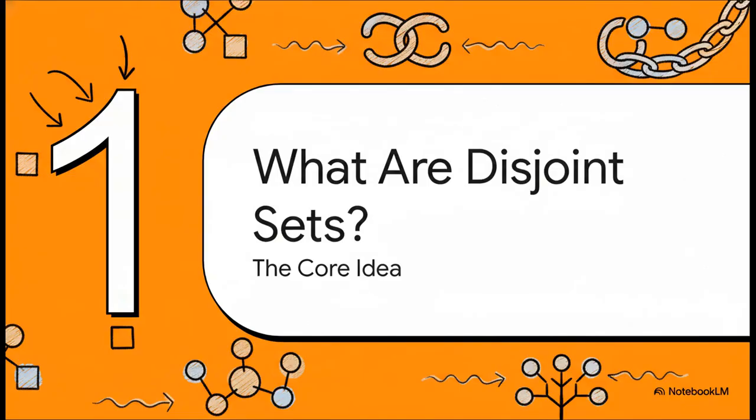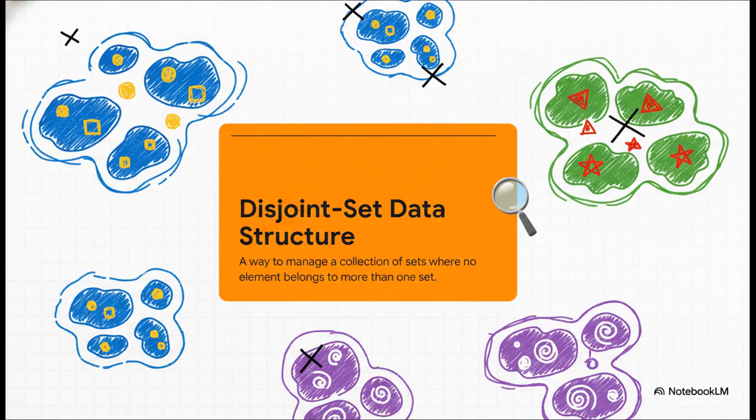So what is this magic tool? Well, it's officially called a disjoint set data structure, but you'll also hear it called union find, which is a great name. Let's break down what it's all about. The whole idea really just boils down to the name. Disjoint just means separate. This structure is all about managing groups of items, but with one super simple, unbreakable rule. No item can ever be in more than one group at the same time.